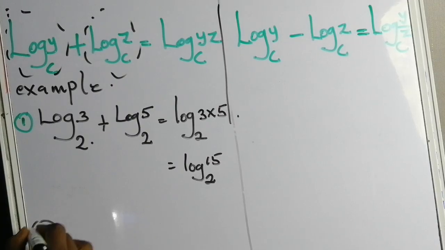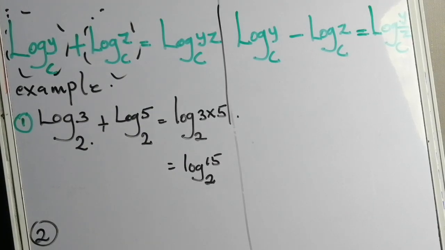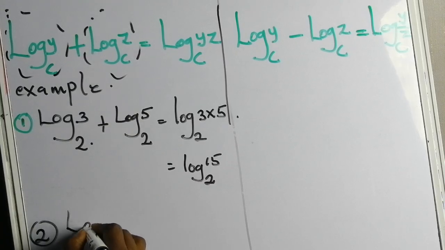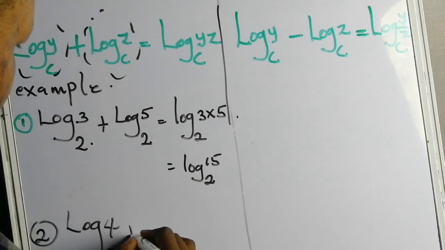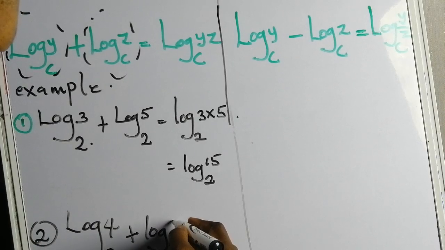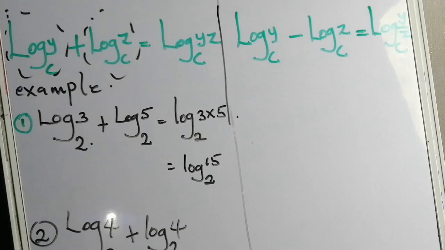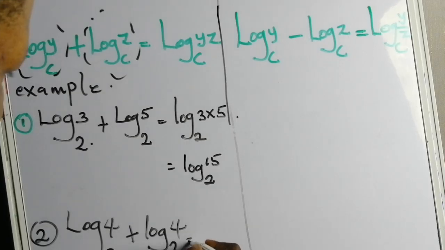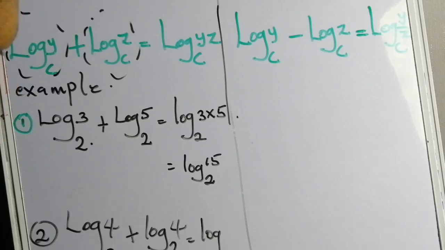So we have number 2 here. Let's just say we have log 2 base 4, plus log 2 base 4. You can use any base; I'm just using 2 and 4 as an example. So this is the same thing as saying at the end of the day I can have log base 2 of 4 times 4.